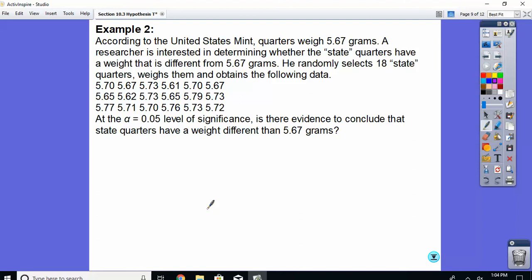Okay. So my conditions, I left out. I meant to tell you that this was normal. I left out that sentence. We don't have 30 or more, do we? No. I meant to say it is normally distributed with a weight.